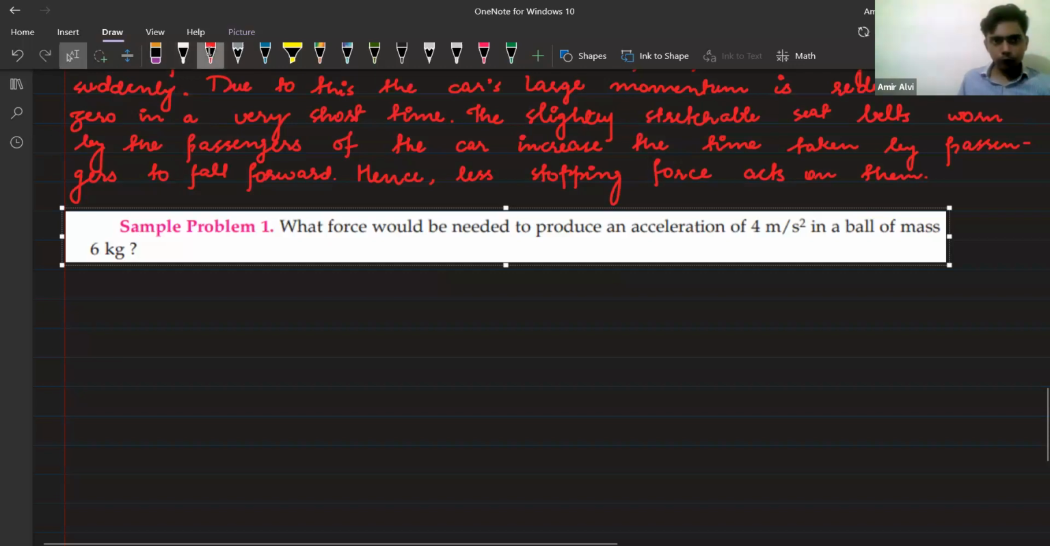Is my screen visible to all of you? So is the answer 24 Newton? Yeah, it's 24. Of course, this is directly based on the F equals ma formula.